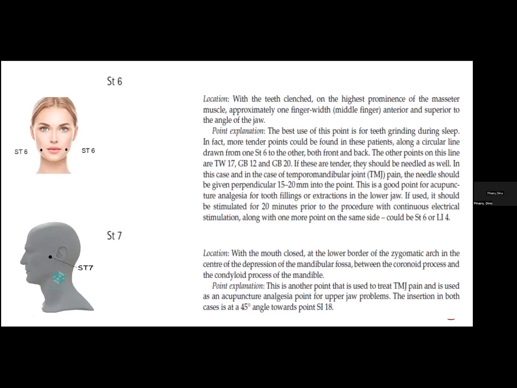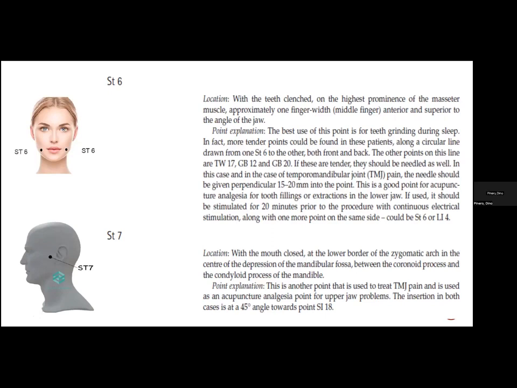In fact, more tender points could be found in this patient along a circular line drawn from one stomach 6 to the other, both front and back. The other points on this line are triple warmer 17, dito po yan sa may likod ng ear, GB12, dito din sa may back ng head, and GB20. These are tender, so we have to palpate these points. Kung may tenderness, they should be needled as well. So, isasabay po natin siya pag needle kung pag palpate, there is tenderness.